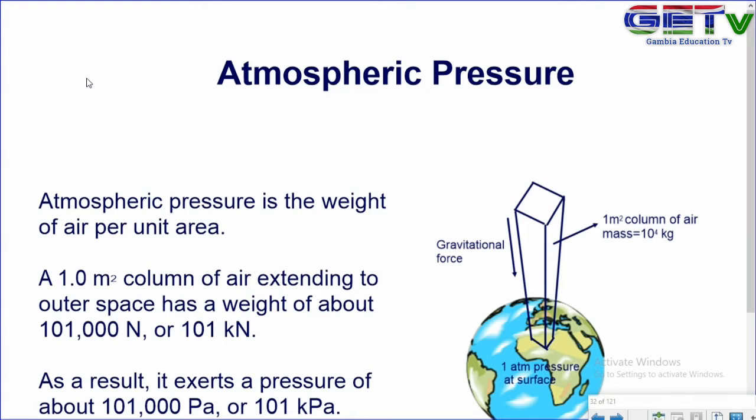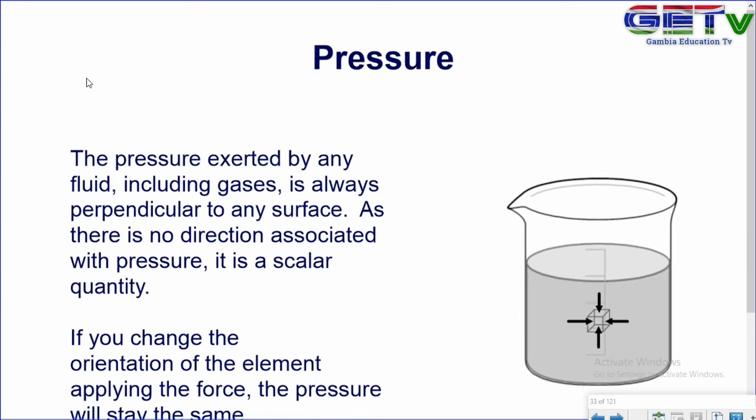Atmospheric pressure is the weight of air per unit area. So a 1.0 meter square column of air extending to outer space has a weight of 101,000 newtons or 101 kilonewtons. The pressure exerted by any fluid, including gases, is always perpendicular to any surface. As there is no direction associated with pressure, it is a scalar quantity. That is, it has only magnitude but no direction.